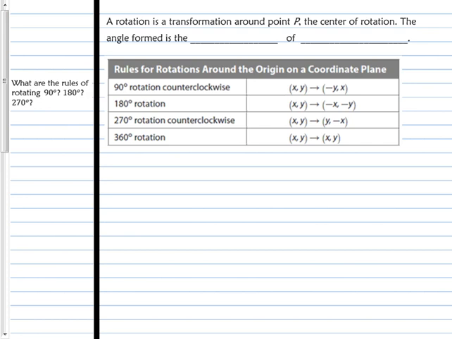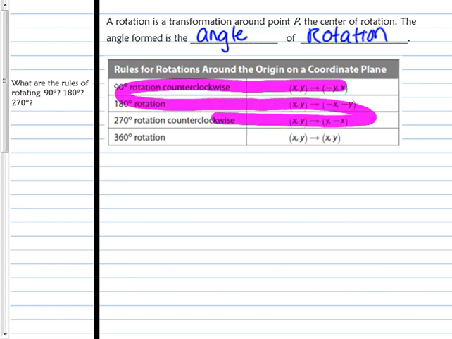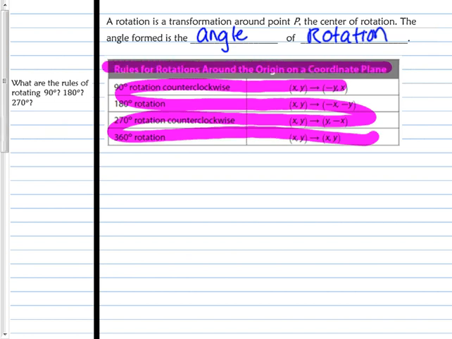Okay, moving on to rotations. A rotation is a transformation around point P, the center of rotation. The angle formed is called, wait for it, the angle of rotation. What do you know? And here are some more rules for rotating. And again, just like with the reflection ones, I highly suggest that you highlight these because you are going to want to refer back to them. Really, you need to memorize them, but at least highlight them for right now.